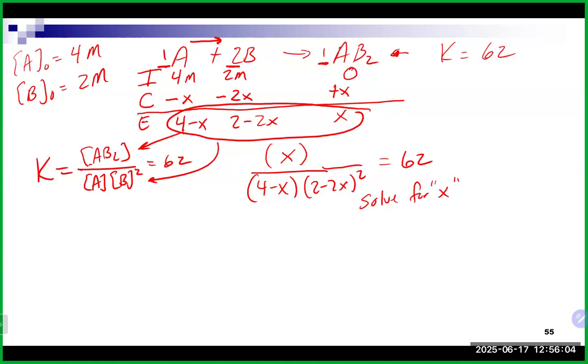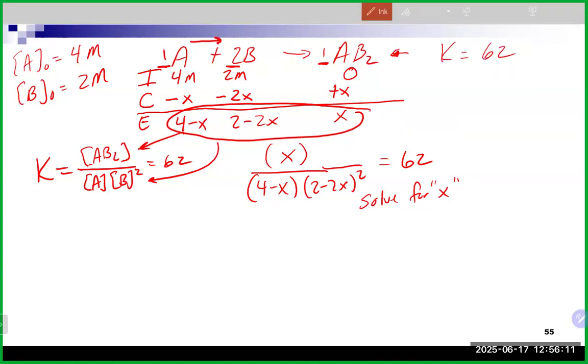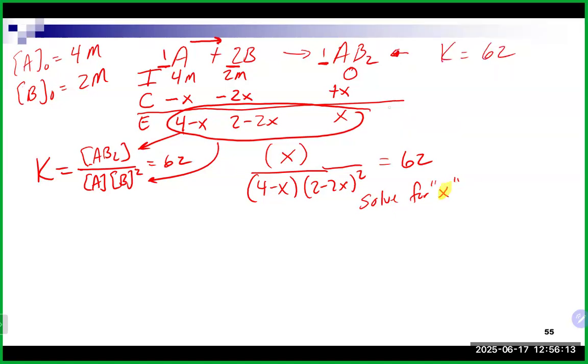And once you solve for x, the value of knowing what x is, it will be this x and this x. And what that's going to allow you to do is basically figure out what everybody's equilibrium concentrations are, because now you have numbers, right? You can just plug it in there and take 4 minus x, 2 minus 2x, and x, and you'll now have basically everybody's numbers.